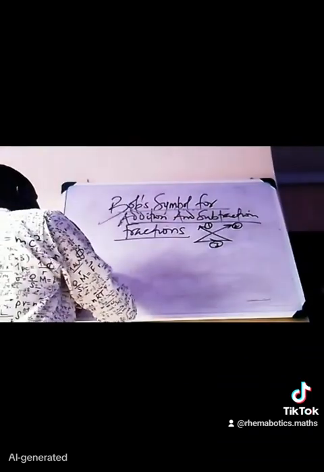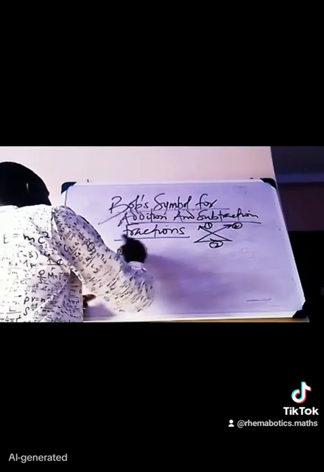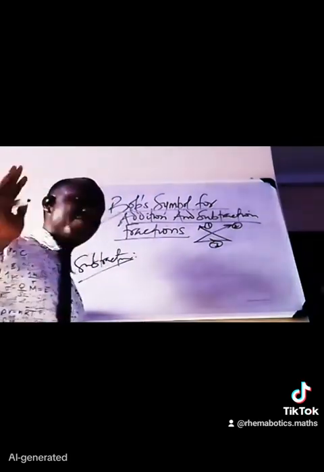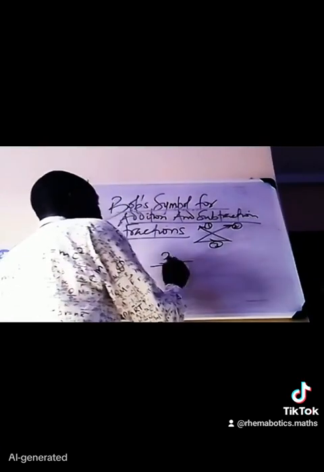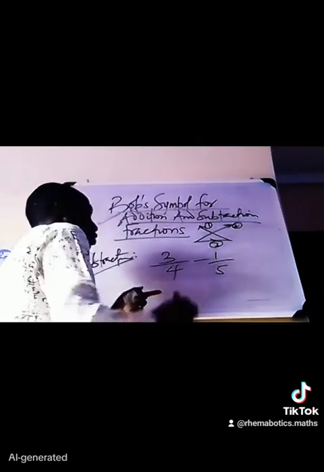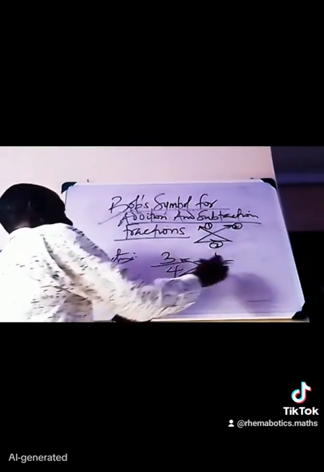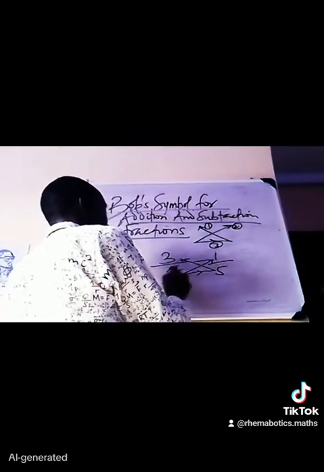When it comes to subtraction, this is where the numbering is very, very important. For example, the same 3 over 4 minus 1 over 5. Let's see what happens here. Using the Bob symbol, don't forget this is 1. So I will do 3 times 5 minus 1 times 4 over 4 times 5. That will give me 15 minus 4 over 20. That will give me 11 over 20. Beautiful.